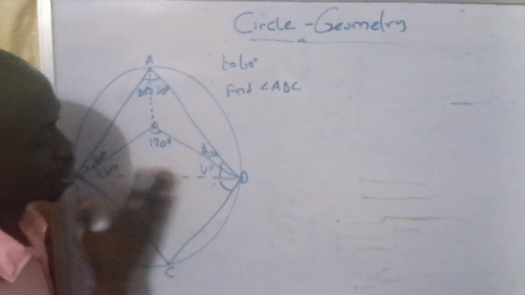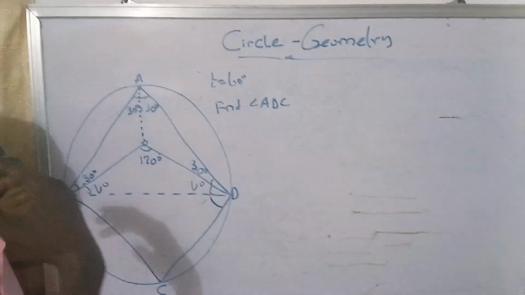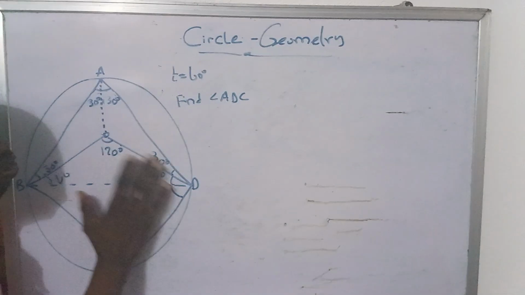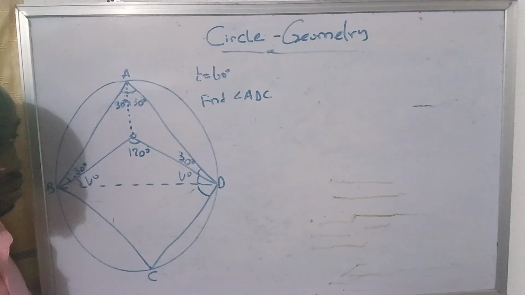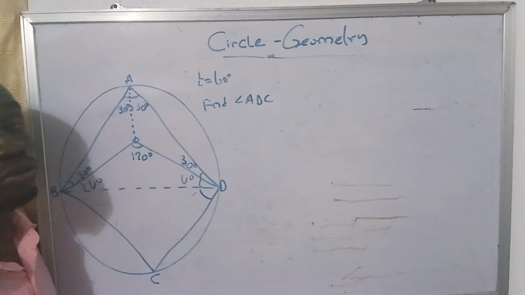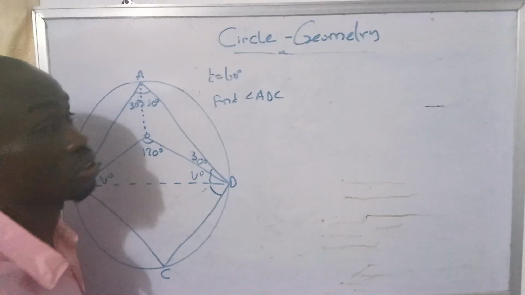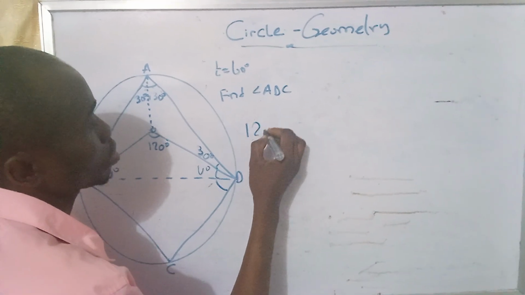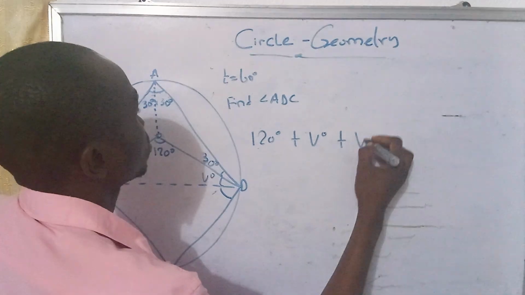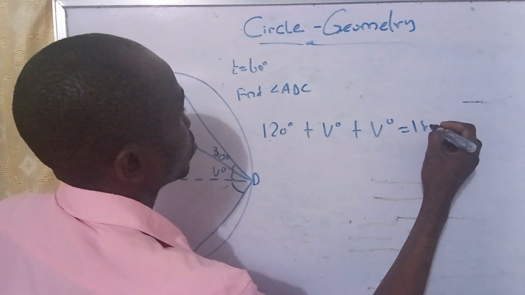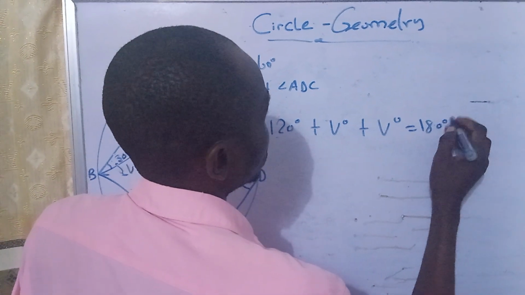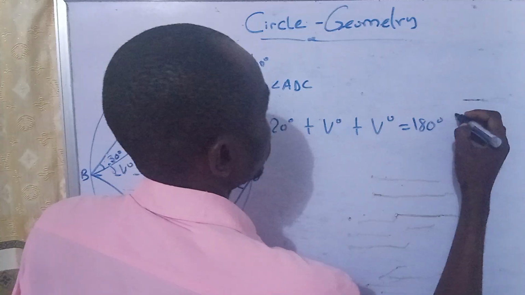Now, this represents a triangle, right? That is a socially short triangle. And we need to get the sum of angles in a triangle. Normally in mathematics, we say the sum of angles in a triangle equals what? 180 degrees. So this is how it goes in circle geometry. We have 120 degree plus v degree plus v degree equals 180 degree. So this is what I mean.